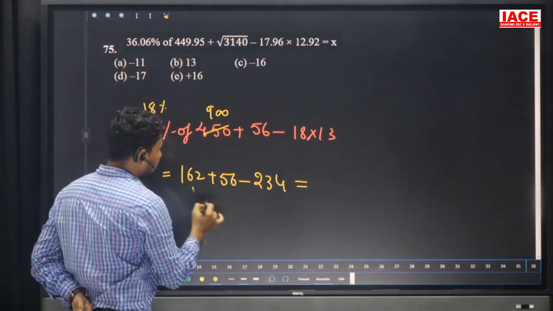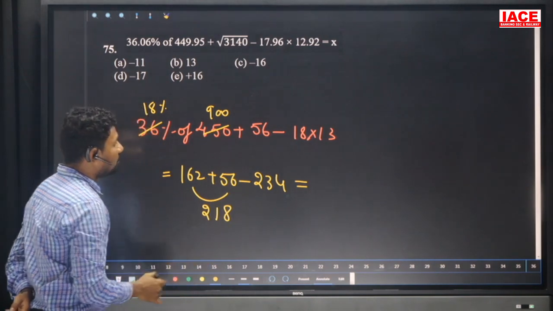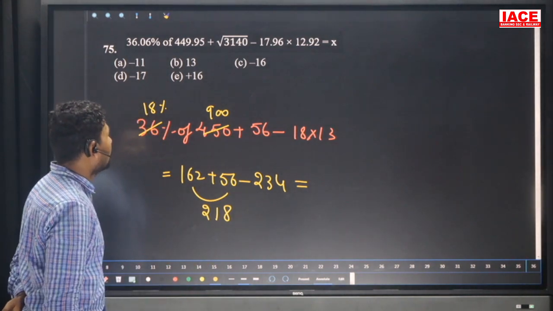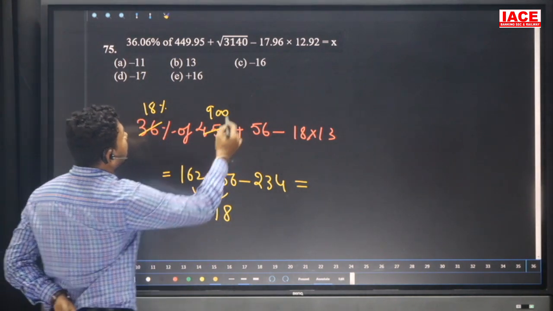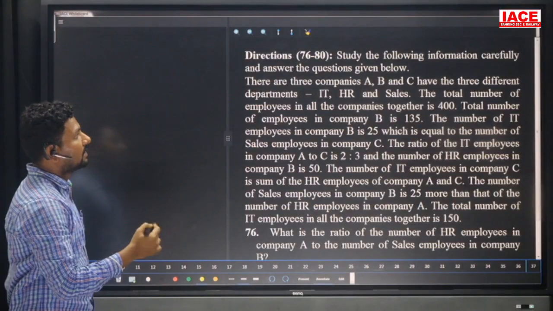So 162 plus 56, 218. From 218, 234 will be removed. What will the answer be? Minus 16 we will get. Our option is C. So we have directions based on the data analysis.